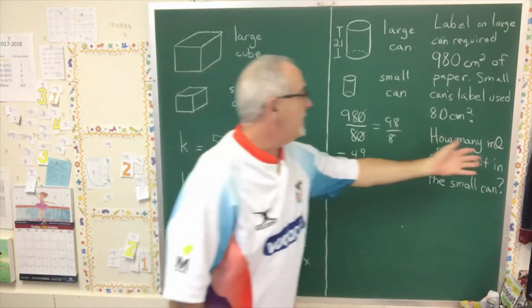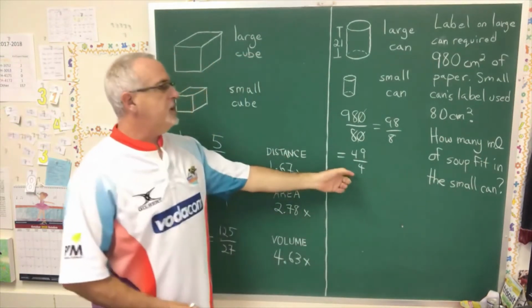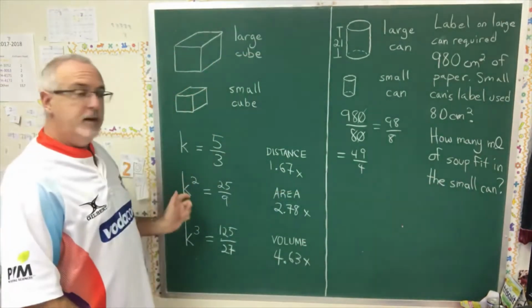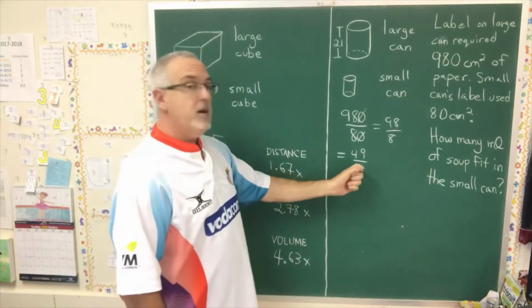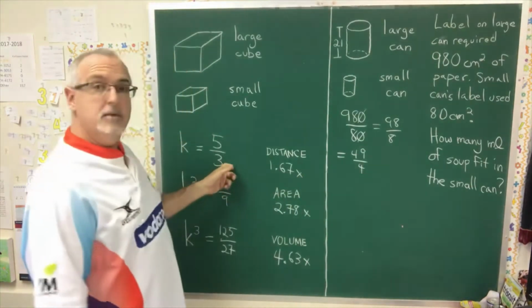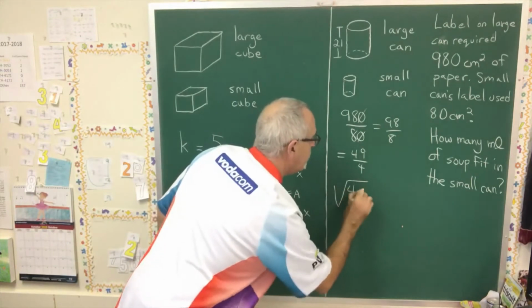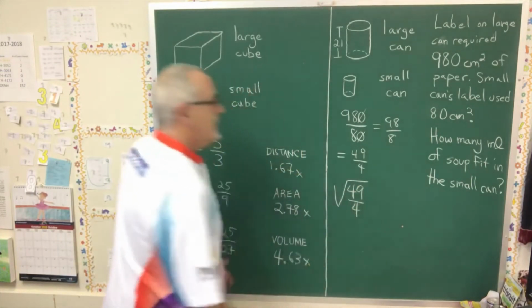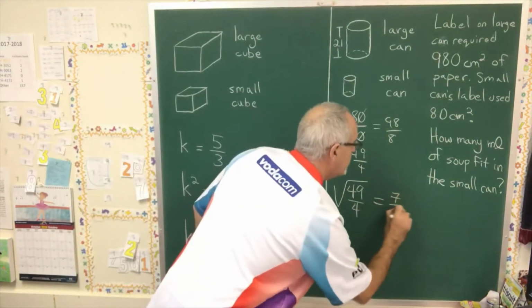When they ask how many milliliters of soup fit in a can, that's not an area. So here's a situation where we have to do this stuff to get the appropriate ratio. And we can't directly go from an area ratio to a volume ratio. We have to go through the distance ratio as a step. So what I have to do is square root 49/4 to get the distance ratio, and that's going to give me 7/2.